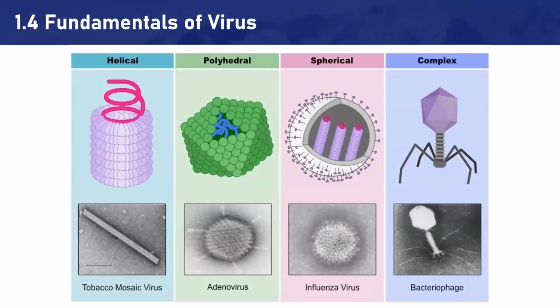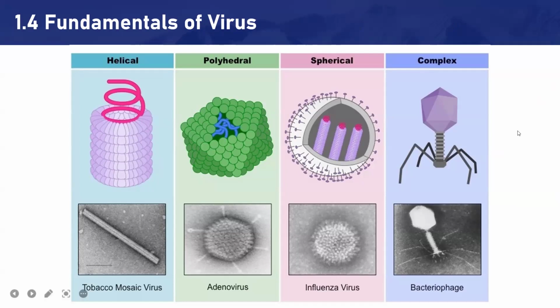Now I go to the fundamentals of the virus. I mentioned before, a virus is nanosized. That means we cannot see a virus as a colony like bacteria or yeast, and we cannot see it very clearly like filamentous fungi. We have to use a transmission electron microscope to look at the morphology of the virus.